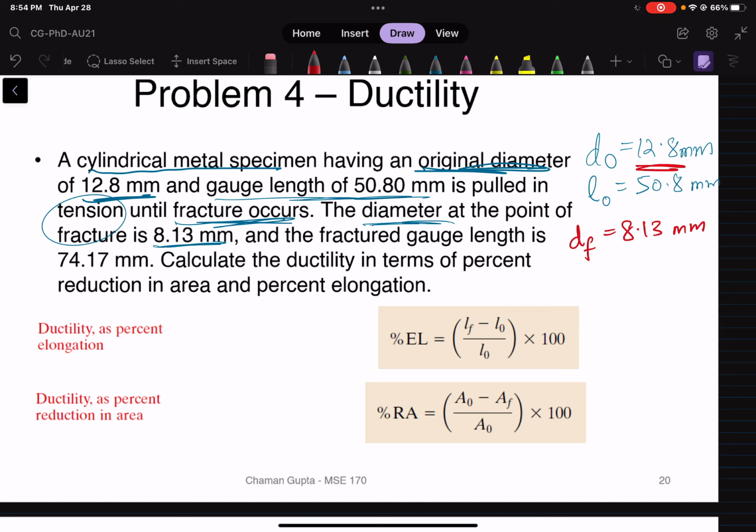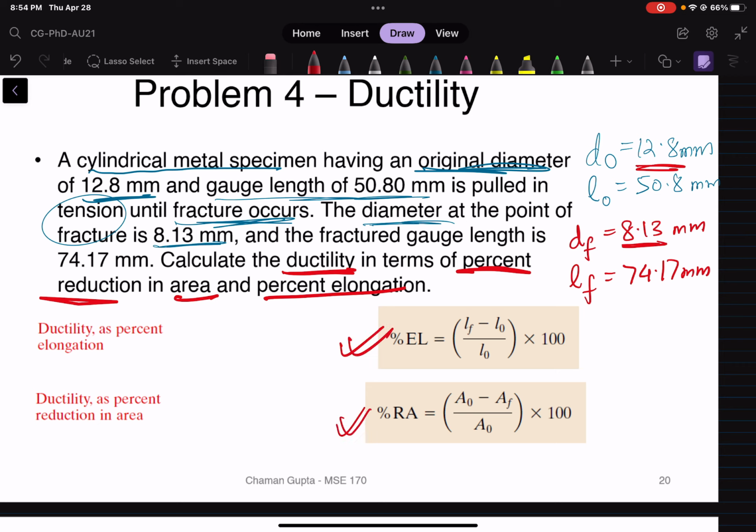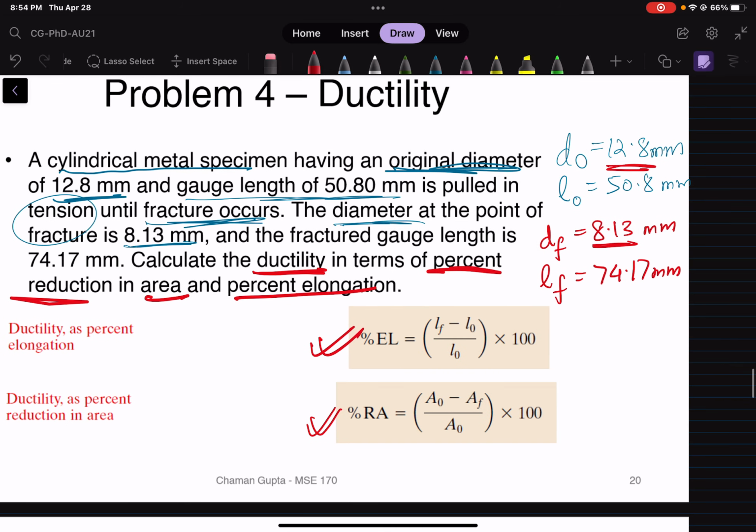You'll notice how this has reduced, right? Your diameter has reduced. But another thing that you'll notice is that your length has increased. Your fracture length, or the length at the point of fracture, is now 74.17 millimeters. They're asking you to calculate ductility in terms of percent reduction in area and percent elongation. And they give you the two formulas. So you could just put in all the values that are given to you.